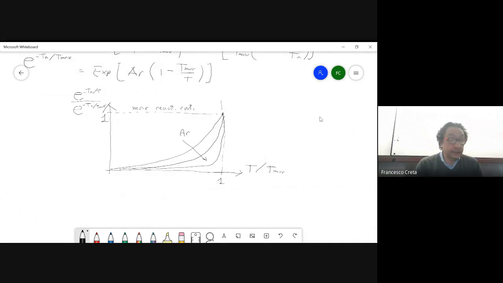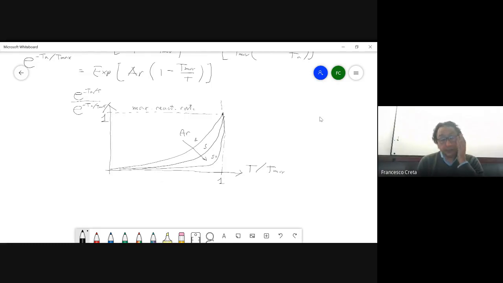Suppose that this is Arrhenius 1, this is Arrhenius 5, and this is Arrhenius 50. Now we said that the Arrhenius number is more of the order of 10, if not more. So a combustion reaction has more of this behavior. Now what does this behavior tell us? For high Arrhenius numbers, so high activation energies, the reaction rate, look at this, is essentially inhibited or suppressed for most of the temperature range.